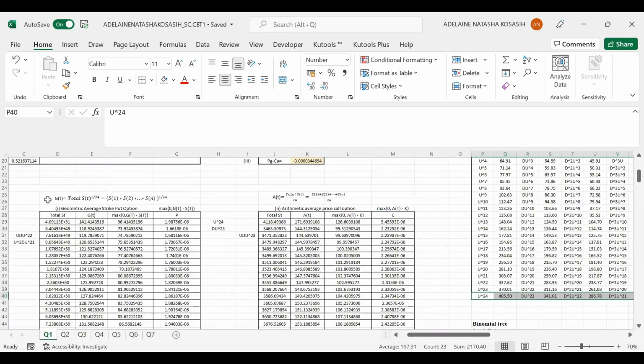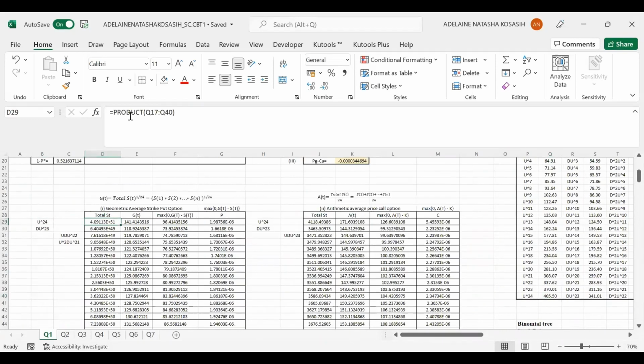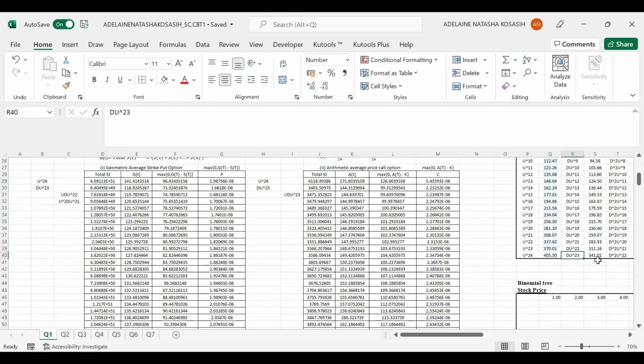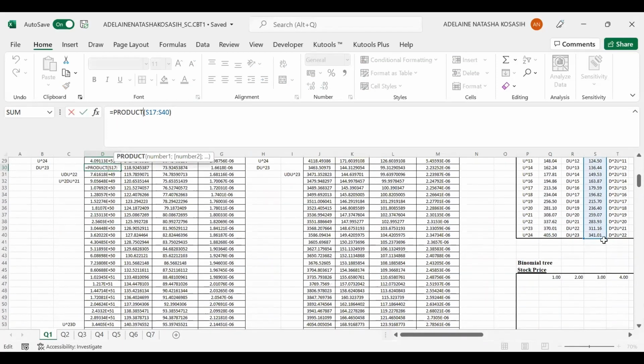So for the geometric average, we need to multiply all the stock prices along the possible paths to get here, and then raise it to the power of 1 over 24. First of all, we need to get the total S_T. To get u to the power of 24, this is the only path. But for the second one, u to the power of 23 times d, this is the first path, straight.